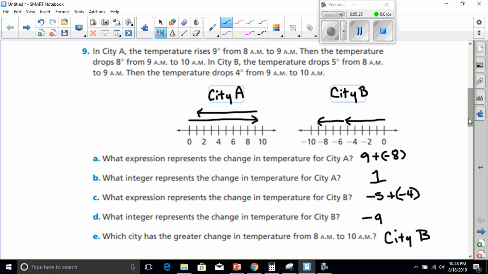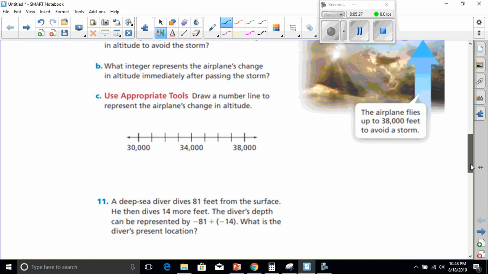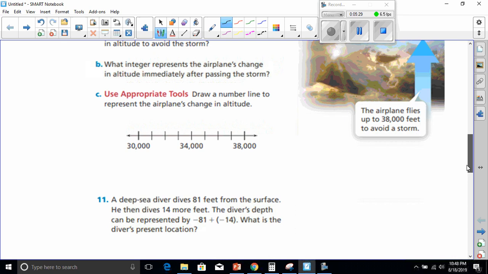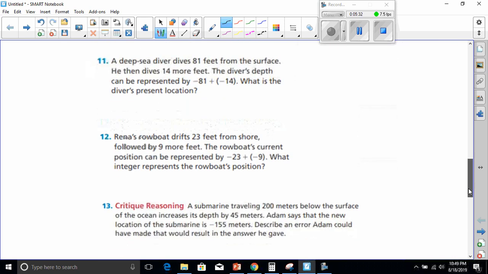All right, let's move on to number 11. I'm leaving number 10 for you guys. A deep sea diver dives 81 feet from the surface. Then he dives 14 more feet. The diver's depth can be represented by -81 plus -14. What is the diver's present location?